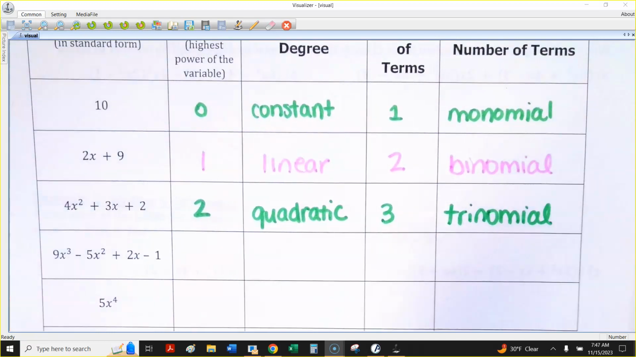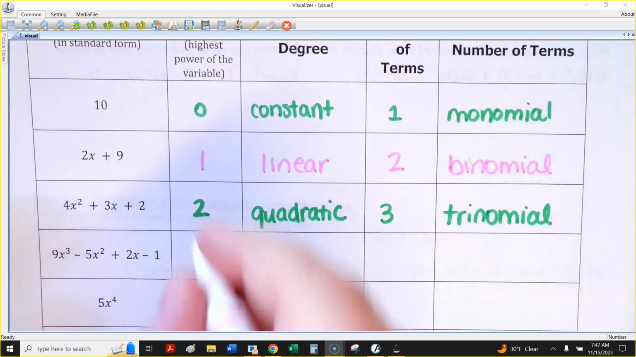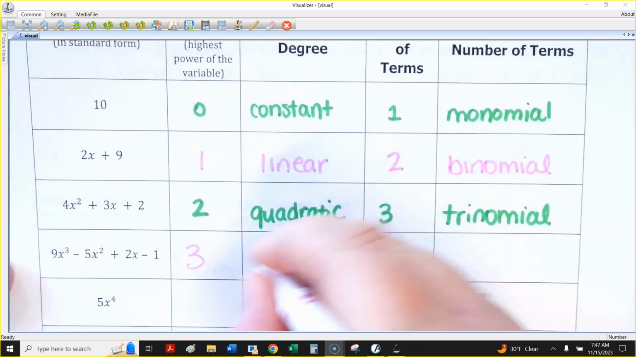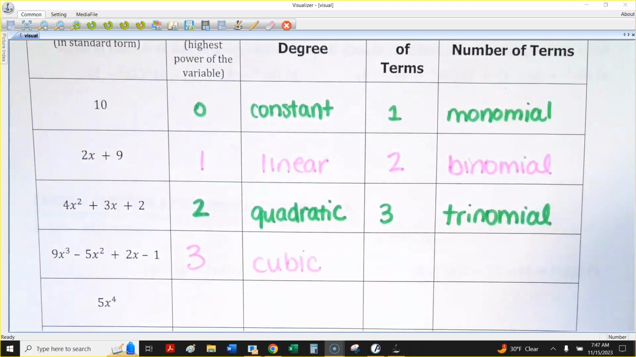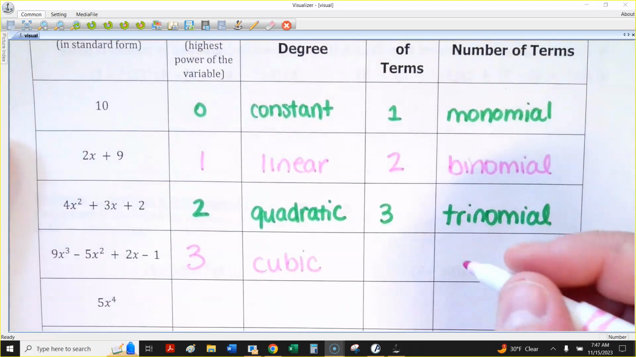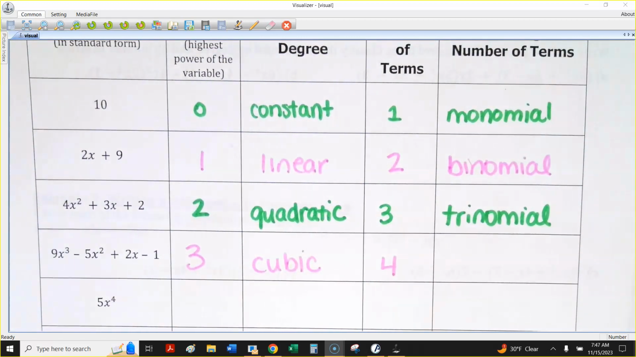Okay, now the next one. Highest power of the variable, not the coefficient in front of it. So the highest power of x here is 3. So this would be 3rd degree. This is called cubic. And that was similar to the example above the little table. Now I have 4 terms here. We don't have any special names that we use beyond 3.